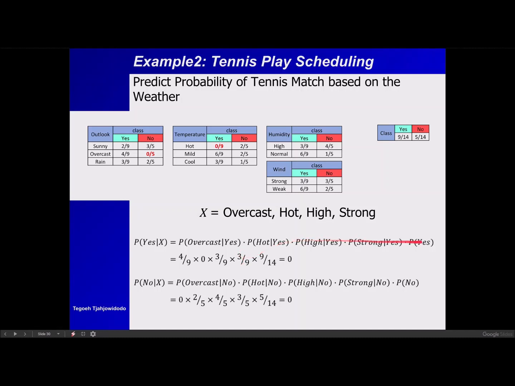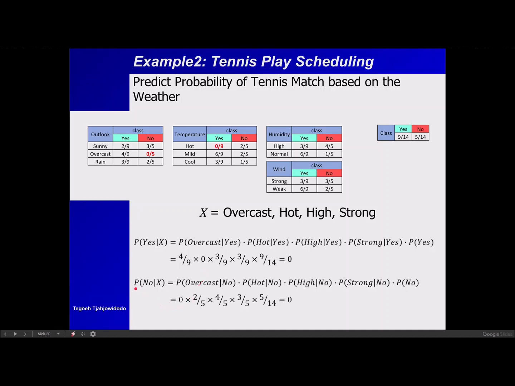Okay, and then the last one I multiplied with the probability of yes, the probability of the tennis match being played, which is 9/14. And if we multiply all of these values, we get 0, because the second variable is 0. The probability of the temperature being hot given the tennis match is played is 0 here. So the probability of yes given X is 0.